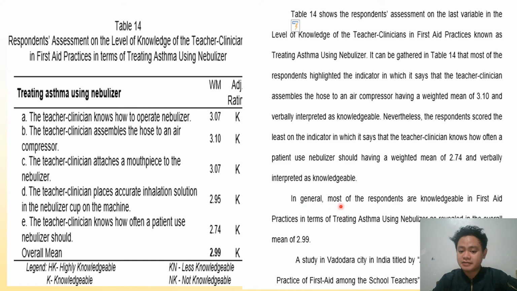And then, the concluding statement. In general, most of the respondents are knowledgeable in first aid practices in terms of asthma. And then, you have to support that using your related studies in Chapter 2. Alright?